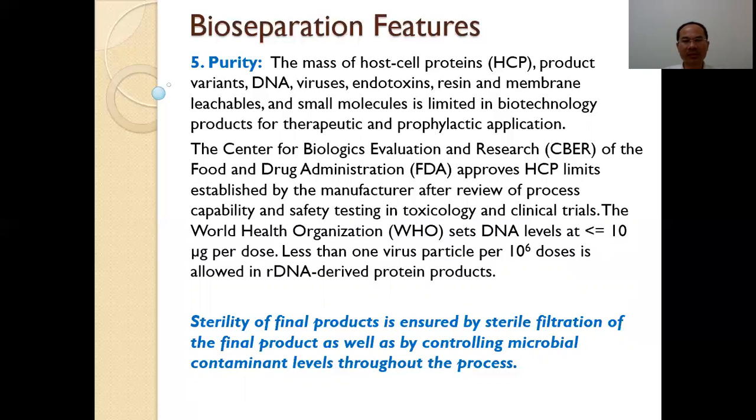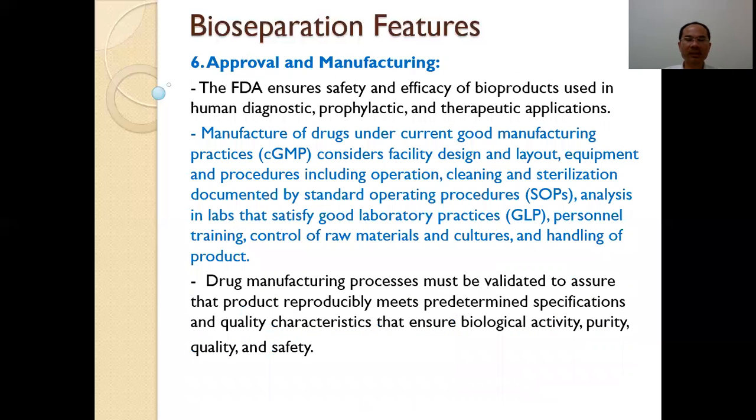Okay, how to check the purity? The final product is sterilized by sterilization filtration. It is the final step to ensure whether the product is pure or not. And then approval and manufacturing. The last thing we have to check, especially when you produce food and pharmaceutical products, is that the process should be improved.